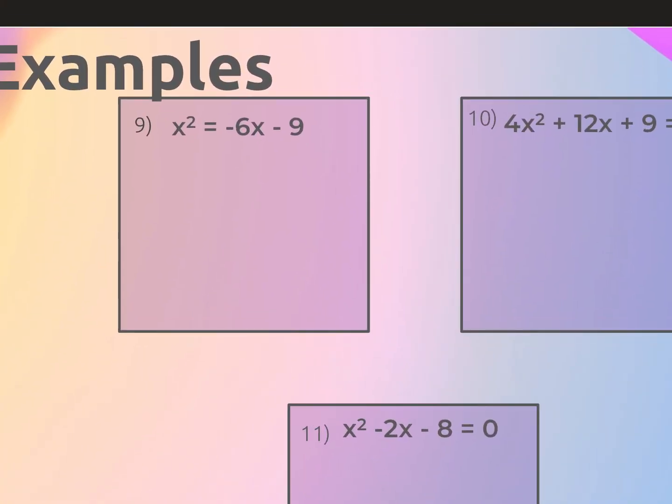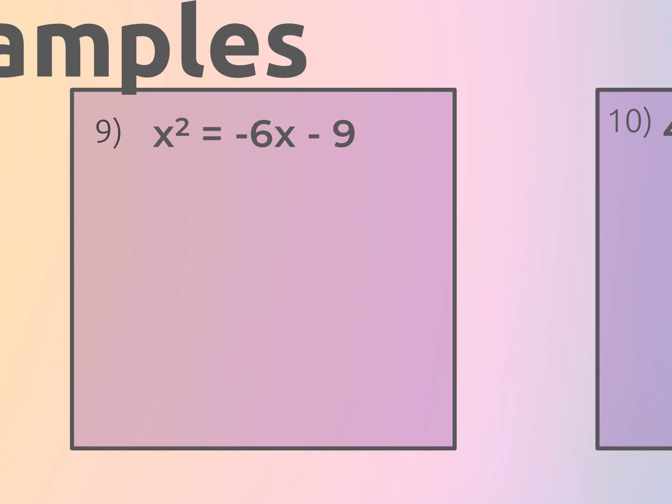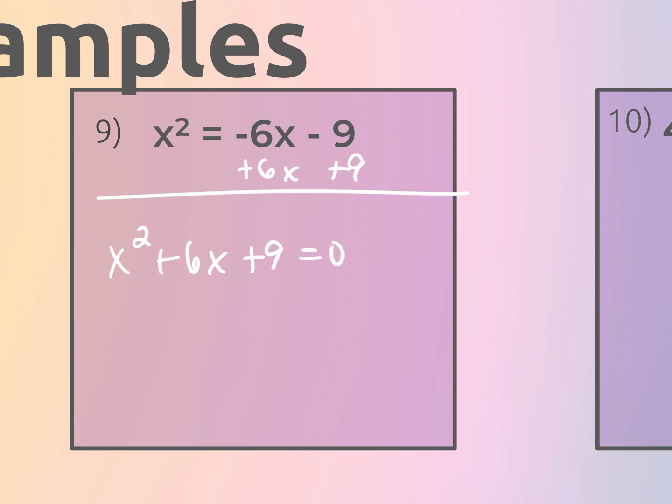All right. Number 9, same kind of problem. What do I need to do first? Everything to one side. Some of you are going to want to move the x squared to the other side. If you do that, fine. But a lot of you are making major mistakes with your signs when you factor with a negative leading. So I would add 6x, and I'd add 9 to both sides. So you have x squared plus 6x plus 9 equals 0.